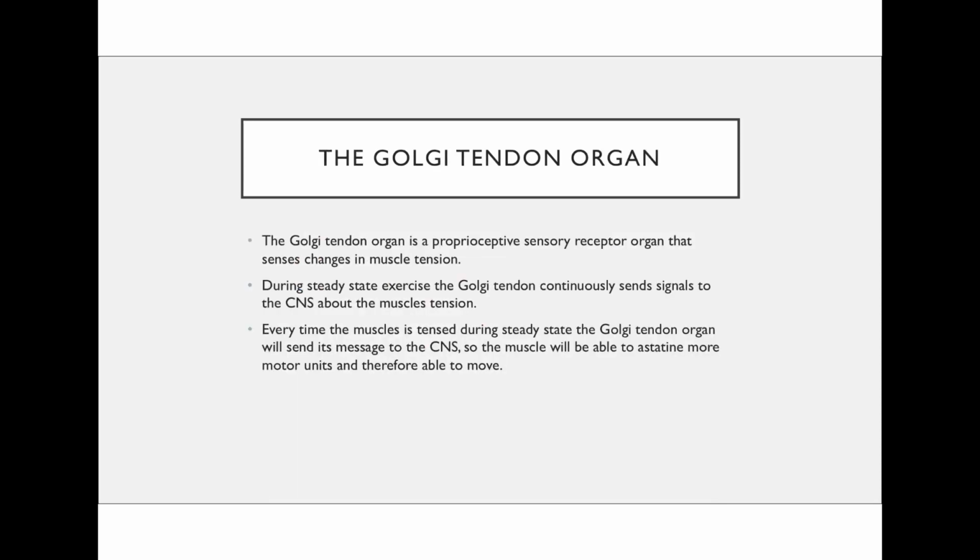The Golgi tendon organ. The Golgi tendon organ is a proprioceptive sensory receptor organ that senses change in muscle tension. During steady-state exercise, the Golgi tendon organ continuously sends signals to the CNS about the muscle's tension. Every time the muscle is tense during steady state, the Golgi tendon organ will send its message to the central nervous system, so the muscle will be able to recruit more motor units and therefore is able to move.